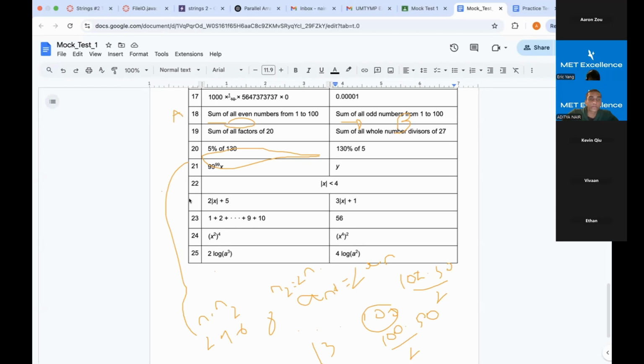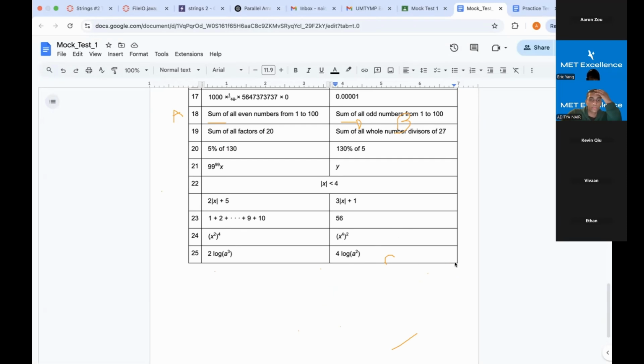All right, for number 19, we have the sum of all factors of 20 and the sum of all whole number divisors of 27. You can factor that out. So for 20, we can factor that out to 2 and 10, and that can also be factored into 1 and 20 and also 4 and 5. So you have 1, 2, 4, 5, 10, and 20 as factors of 20. And on column B, we have the sum of all whole number divisors of 27. Now, what can divide 27 and have no remainder? We have 1, 3, 9, and 27.